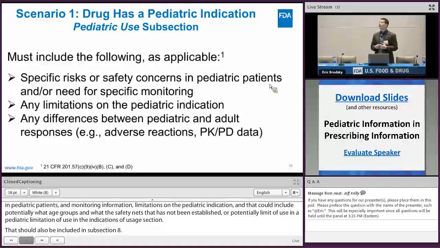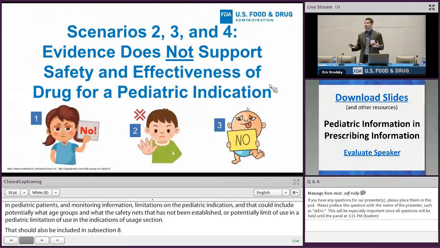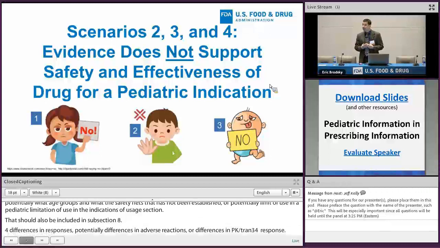So now I'm going to the next three scenarios where a product is not approved in pediatric patients, where the evidence does not support the safe and effective use of a drug for a pediatric population.